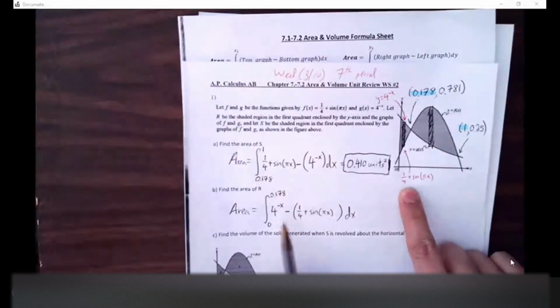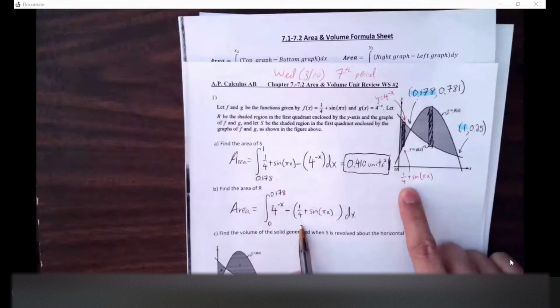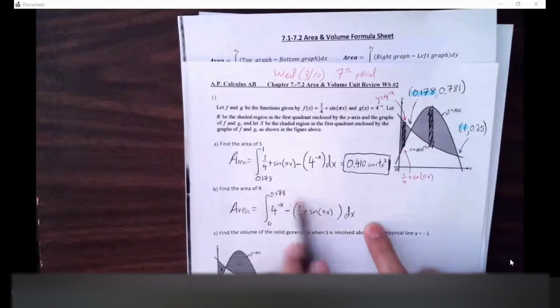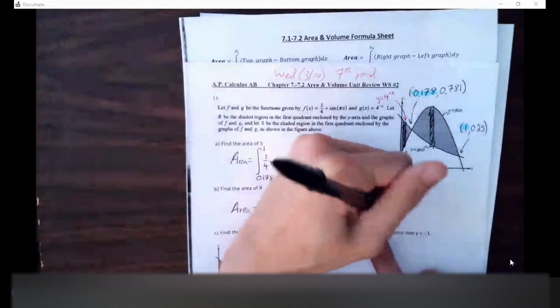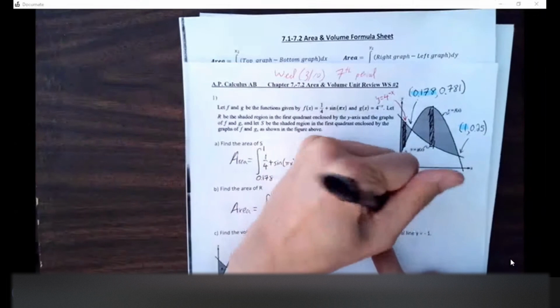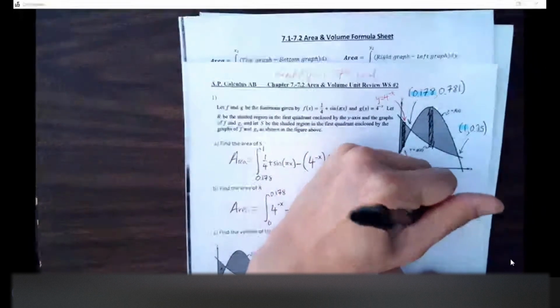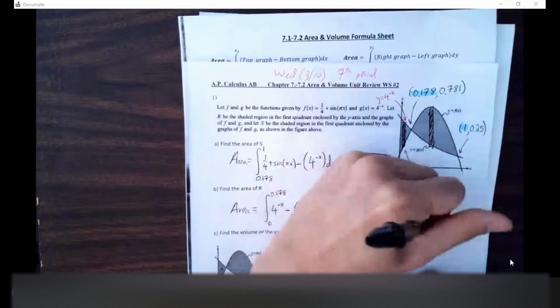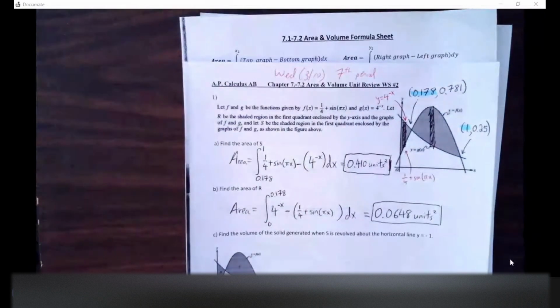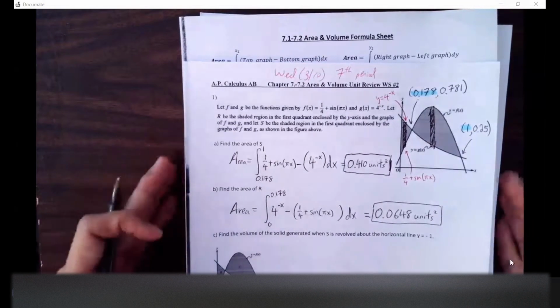All right. Make sure we practice entering this in our calculator and see if your answer matches mine. 0.0648 units squared. All right, any questions with area?